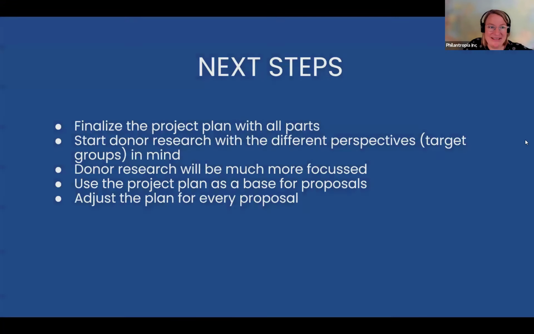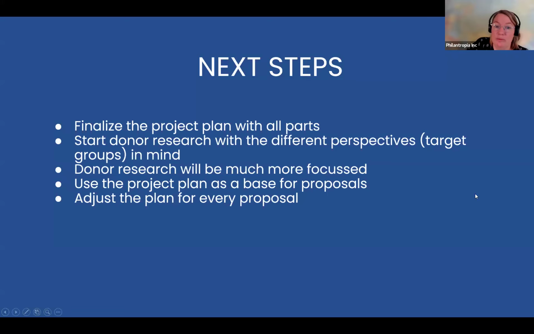So after you've done all this, what would be the next steps? Well, finalize the project plan, obviously, go through all the steps, have those discussions with your team, and then you can start your donor research with the different perspectives and target groups in mind. So maybe you work with different target groups, so you can contact different kinds of donors. Maybe you work with different areas. Like I said, an education project can also be a labor project, can also be a kids and youth project, or can be interesting for donors that fund those kinds of projects. So you can take all those different perspectives.